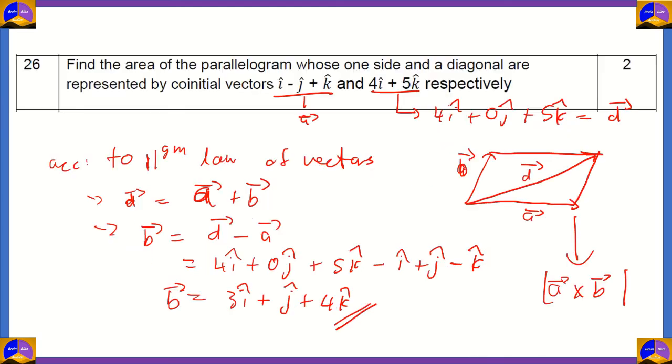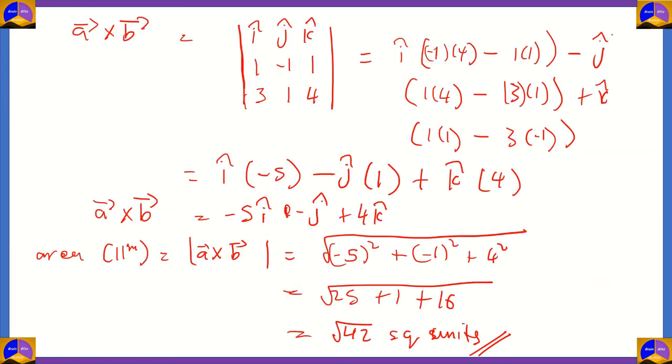Now, the marking scheme for this one is finding vector B will earn you half mark. Doing the cross product will earn you 1 mark. And writing out this answer, root 42, will earn you half mark.